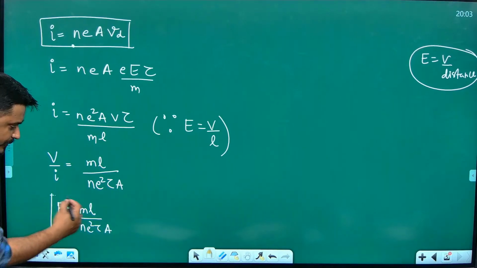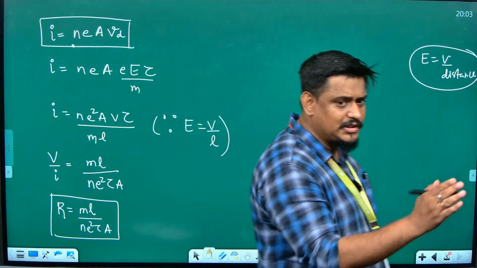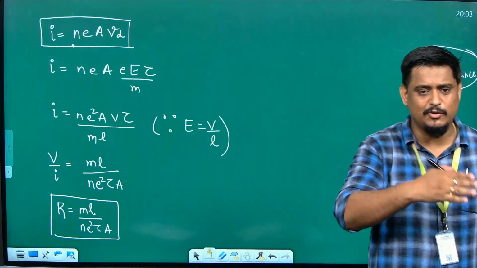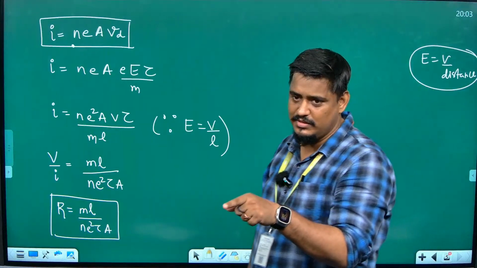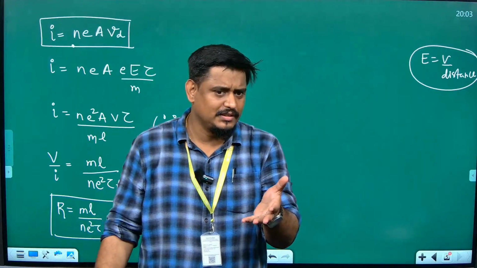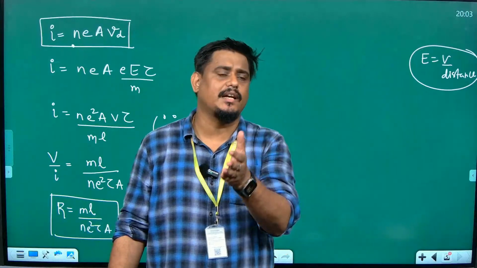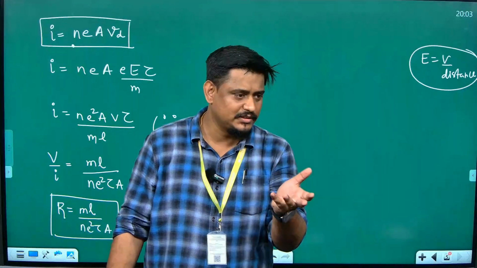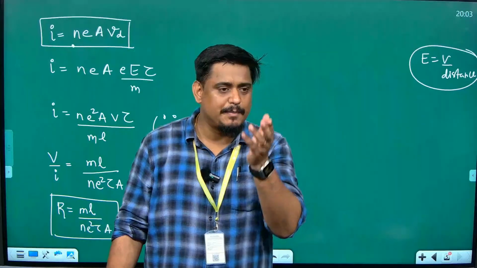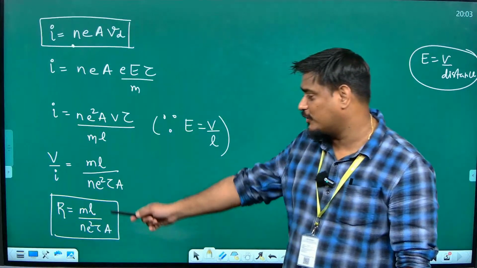You know one thing, up to now you are thinking that R is a constant. V is proportional to I, so V is equal to IR. In 10th you studied V is proportional to I. That is what Ohm's law is. Ohm's law says that potential difference across a conductor is directly proportional to the current flowing through it under constant temperature. V proportional to I, so V is equal to R into I. But now you have got the formula of R.